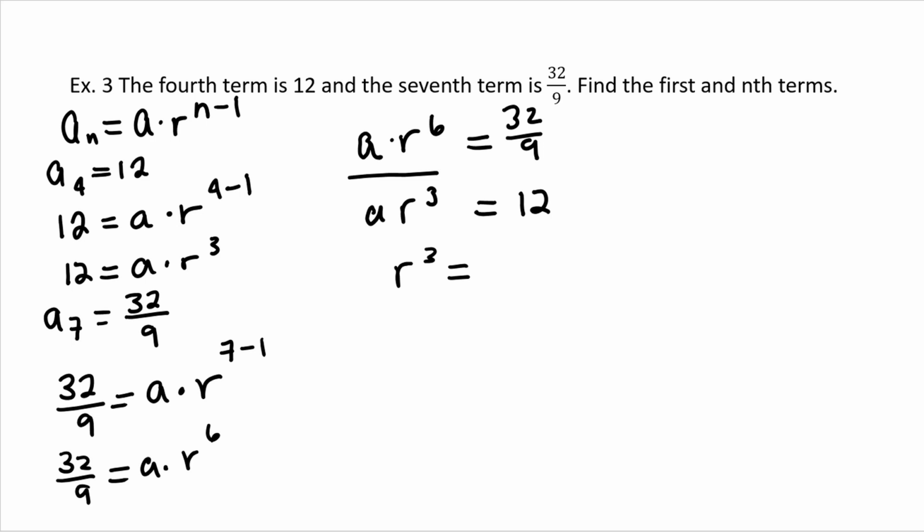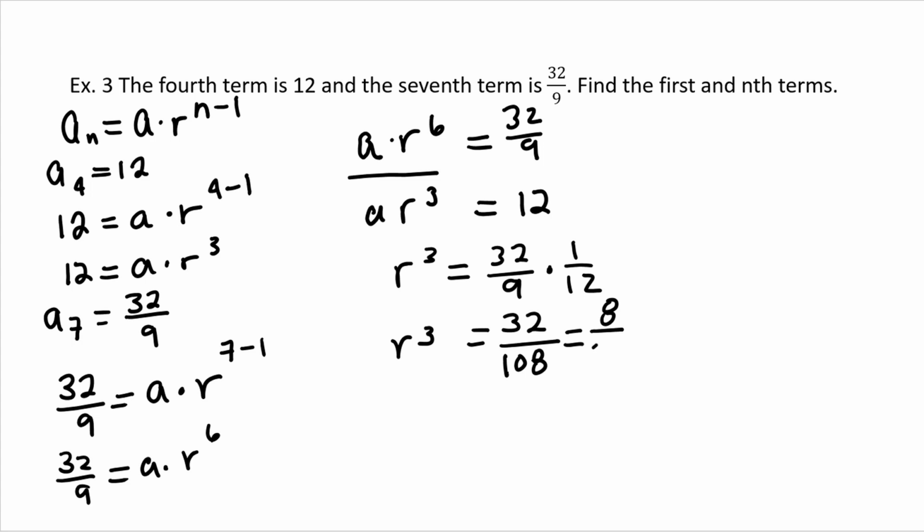On the right-hand side, we have some arithmetic to do. That is, we're going to have 32/9, and if you divide by 12, it's multiplying by 1/12, and this will give us, multiplying across, 32 divided by 108. Getting common factors, 32 over 108 reduces to 8/27. How nice is that? The cube root of 8 is 2. Cube root of 27 is 3.